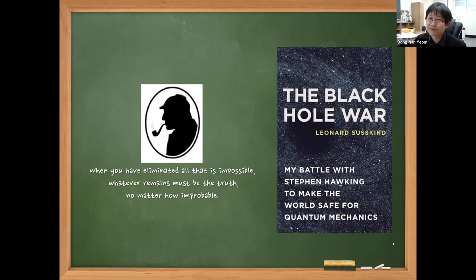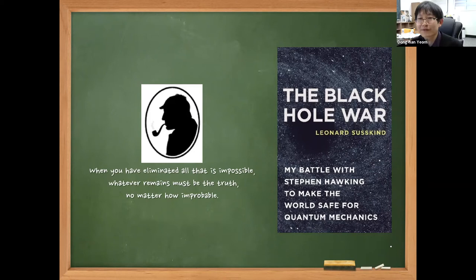Famous words were said by Sherlock Holmes, the famous detective. He said that if you eliminate all impossible things, then whatever remains, no matter how improbable, must be the truth. So Susskind eliminated all impossible things, so he kept all physical laws, and the only logical possibility is that there must be no observer who compares the infalling observer and the asymptotic observer. Then maybe we can keep all the physical laws, including unitarity and GR and QFT and so on.